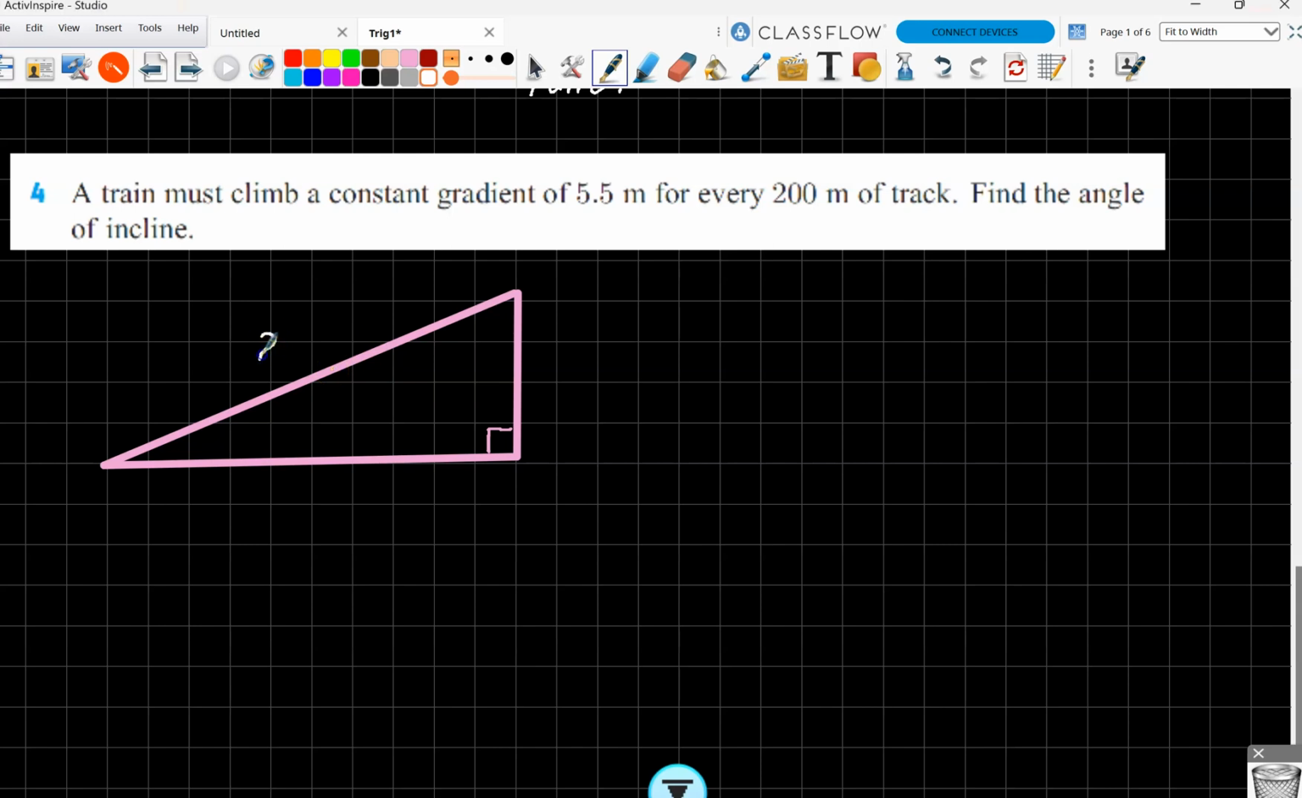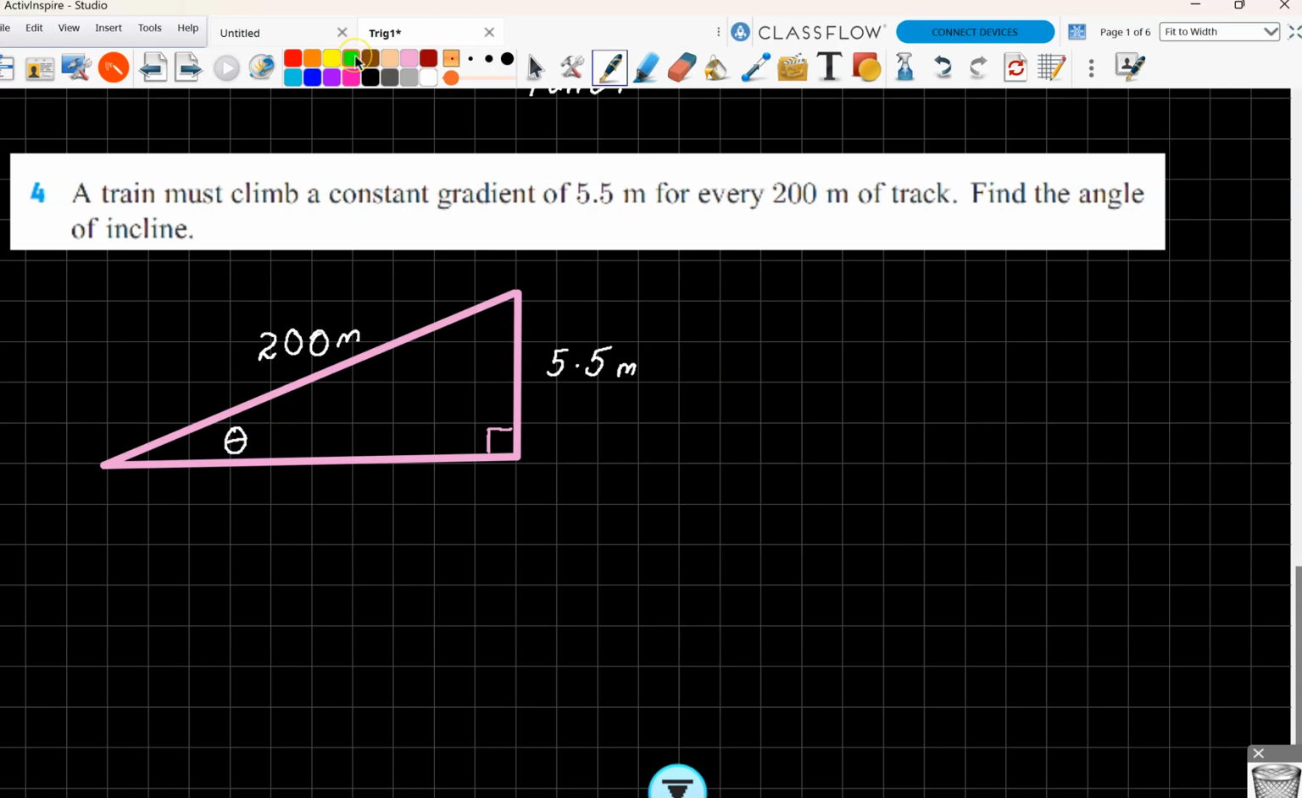The track is the thing that is going up the hill. That's where the train is going. So that's your 200 metres, right? And it's climbing 5.5, so it's going up. So that's your gradient there. All right, once again, it's all in metres, so we're okay. Once again, if you're unsure, make sure that you put something on your diagram, and at least you can go from there. So find the angle of incline. So that's that one.